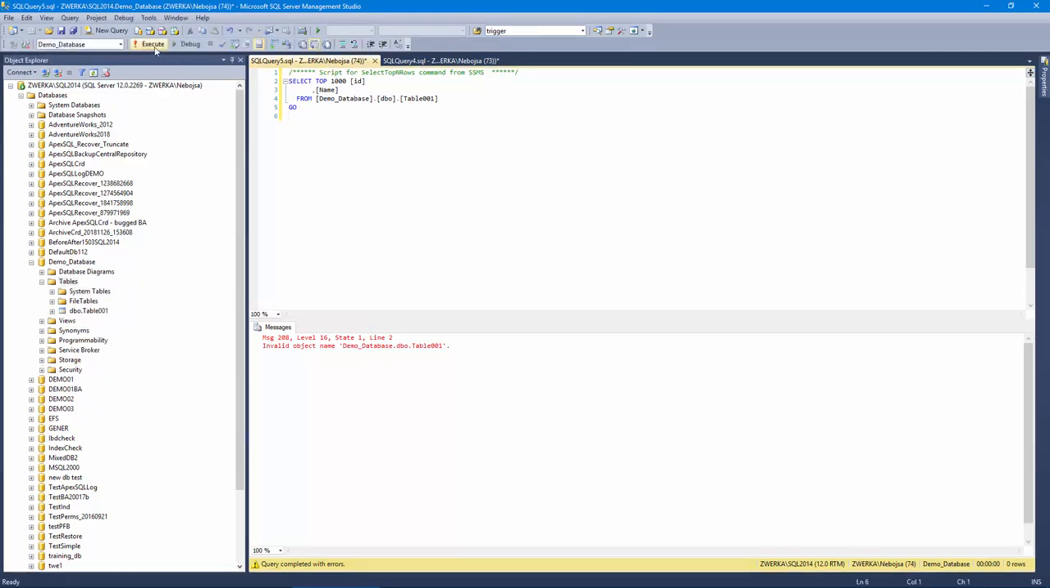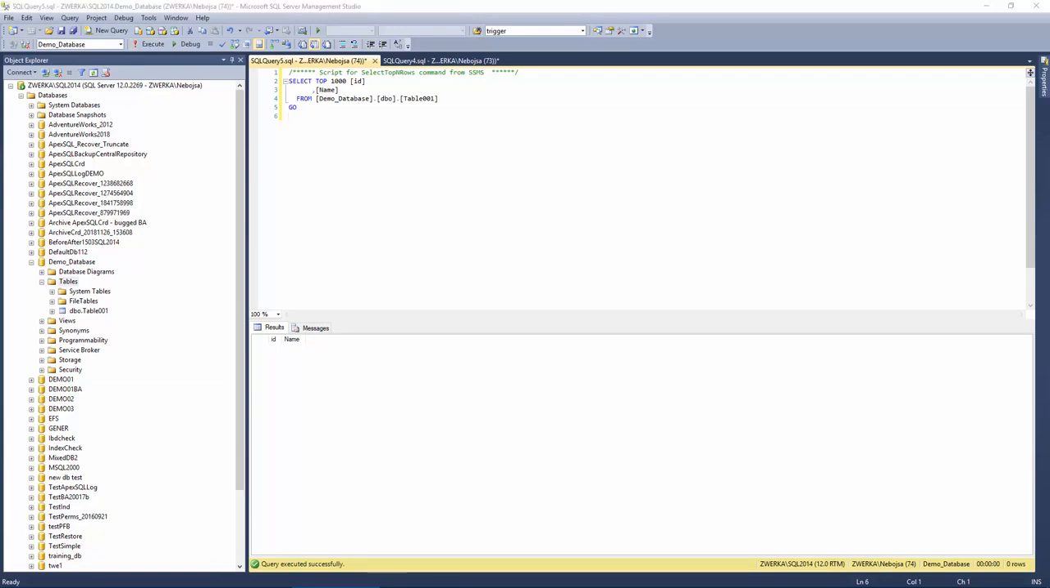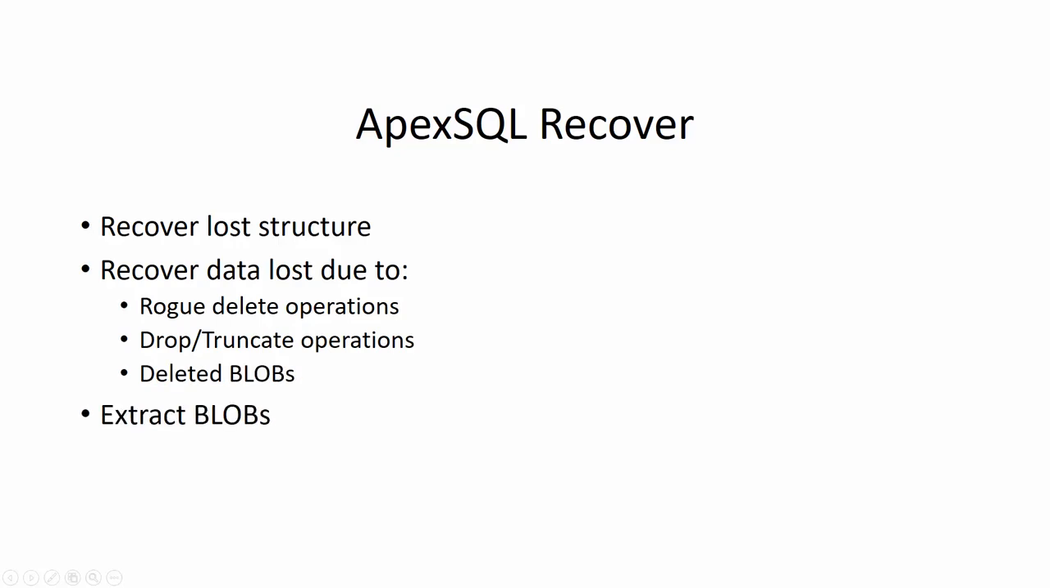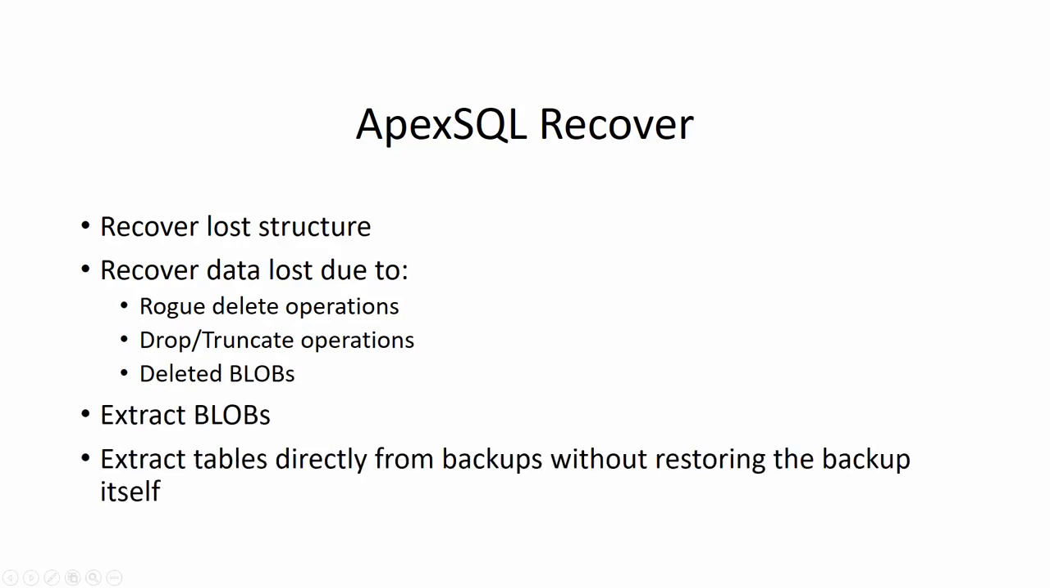Now that we've shown how to recover table structure lost due to the drop operation, let's focus on recovering both the structure as well as the old data that resided in the dropped table. For this purpose, we'll use ApexSQL Recover, a powerful SQL Server tool which enables users to recover database structure and data lost due to rogue delete operations, drop and truncate operations, recover deleted blobs, or extract blobs from the databases or tables from the backups without the need to restore those backups to the SQL Server itself.